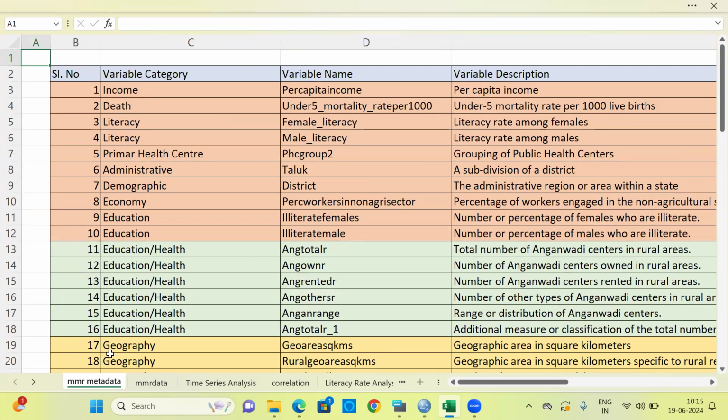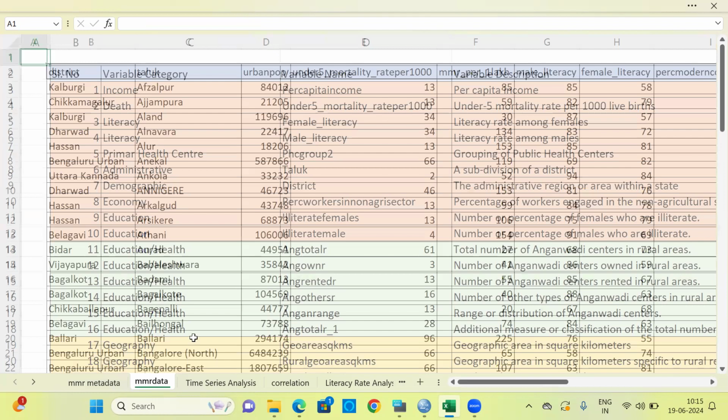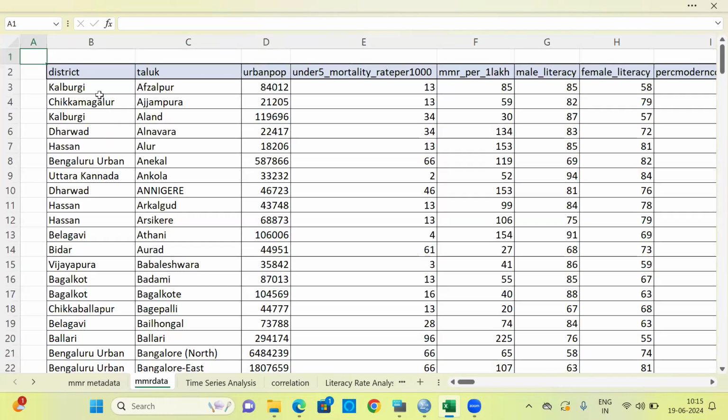As you can see here, we have got 71 variables in the state of Karnataka for various districts and talukas. You've already seen the data. The first record corresponds to Kalburgi district. The next record corresponds to Chikmagalur, Kalburgi again. Then we have Dharwad, Hassan, Bangalore Urban, Uttar Kannada, so on and so forth.